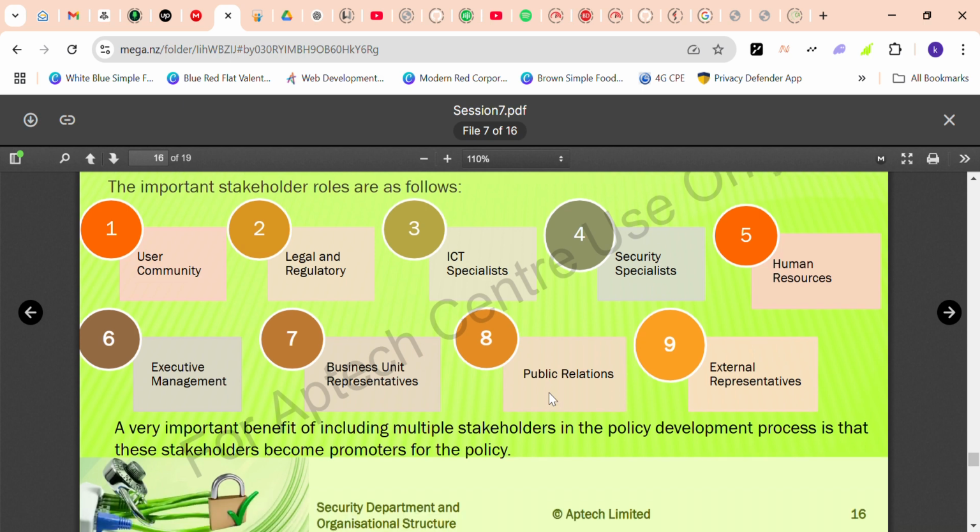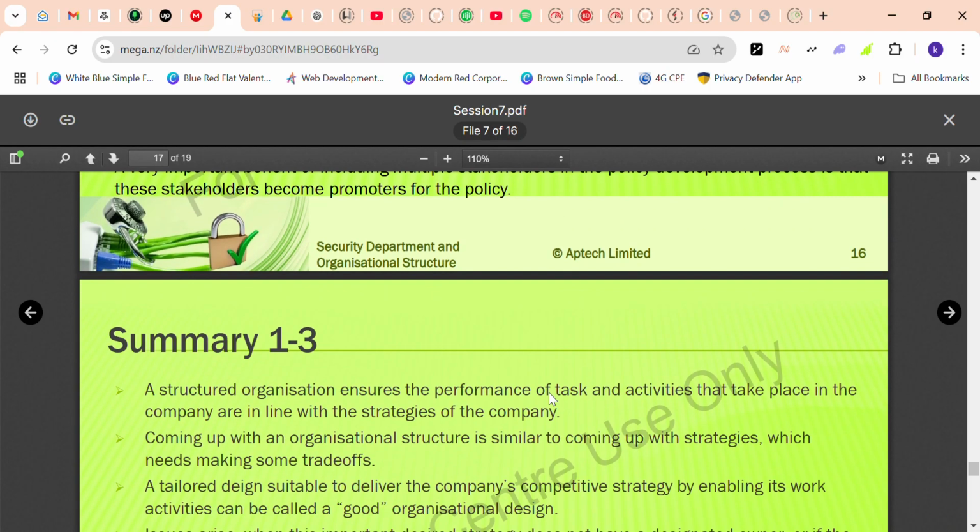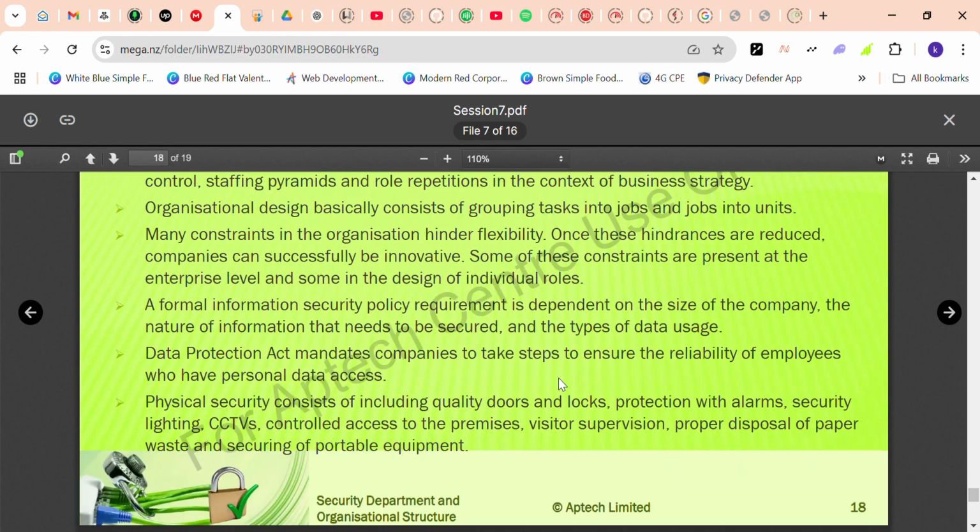Now, a very important benefit of including multiple stakeholders in the policy development process is that these stakeholders become promoters for the policy. Summary of today's class.